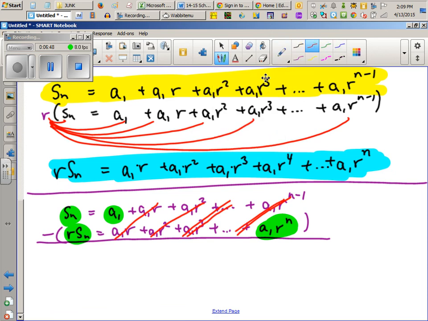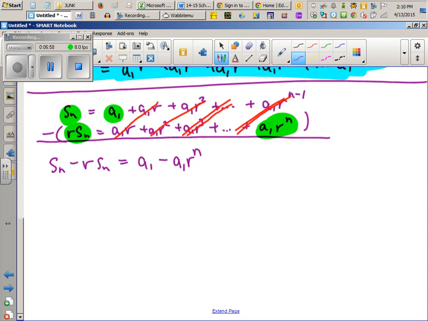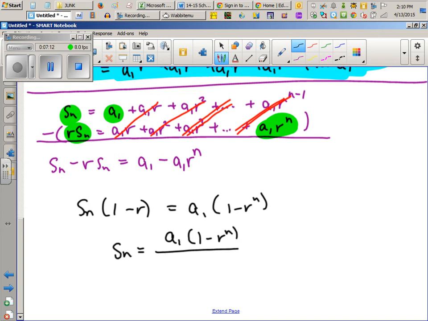And so it looks like this now. This side says S sub n minus r S sub n equals a1 minus a1r to the n. And since we seek a formula for S sub n, let's go ahead and factor out an S sub n on the left and an a sub 1 on the right. So S sub n is a1 times 1 minus r to the n all over 1 minus r. And this little handy formula will help us add up the first 10 terms, let's say, of any geometric sequence, provided we can figure out what r is.